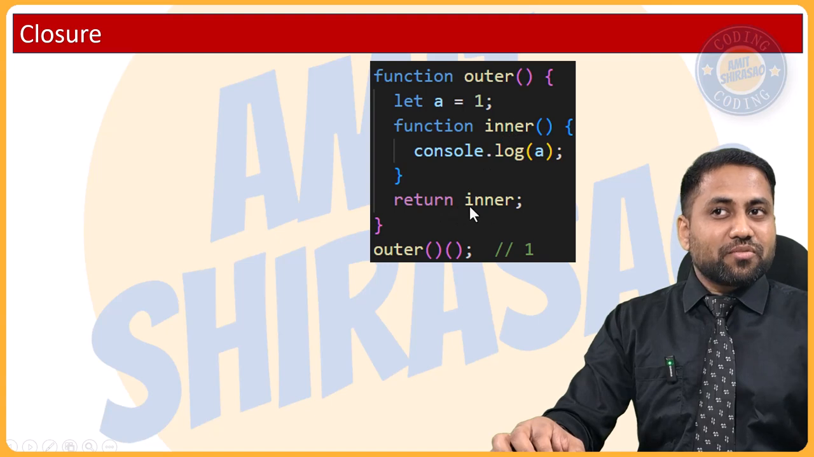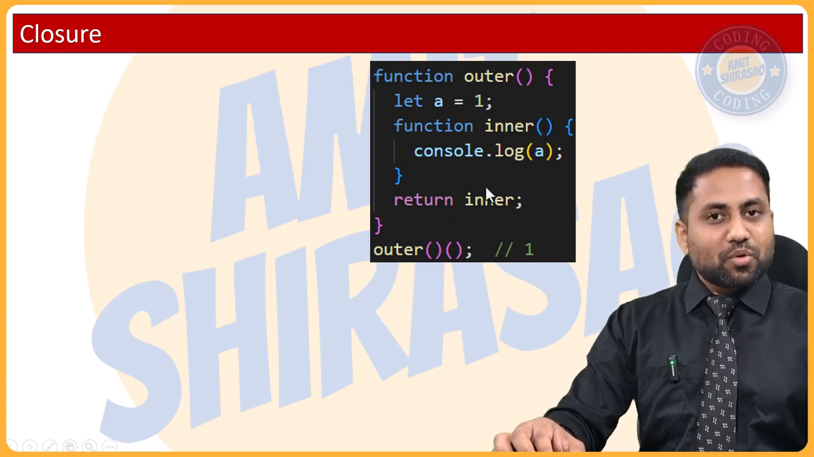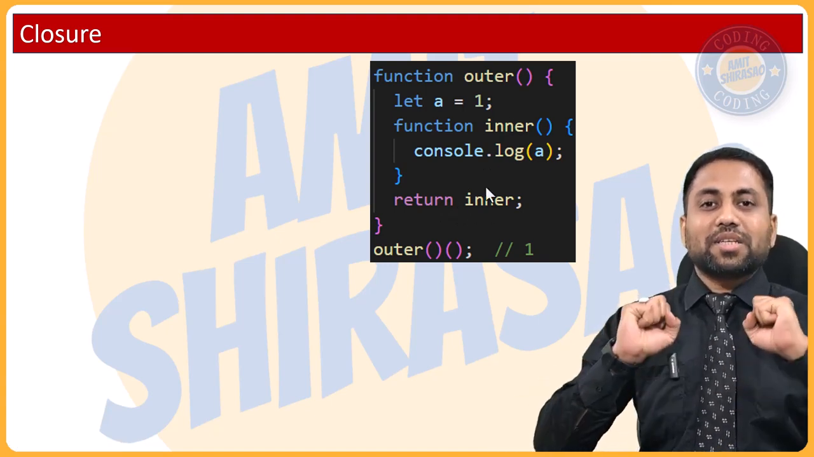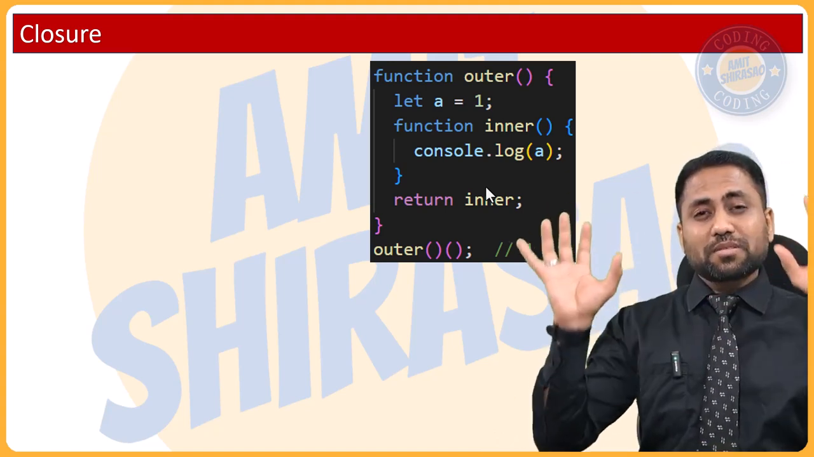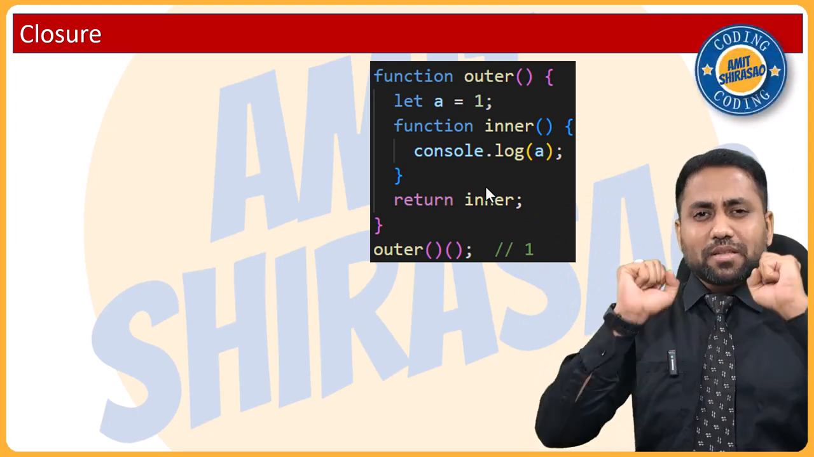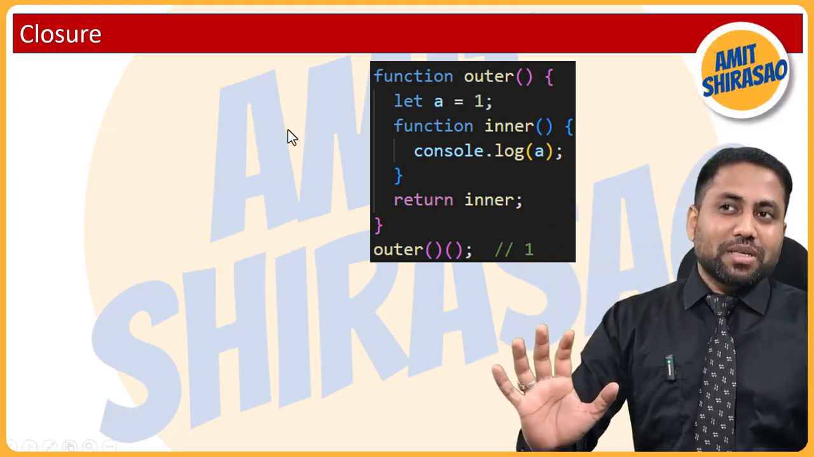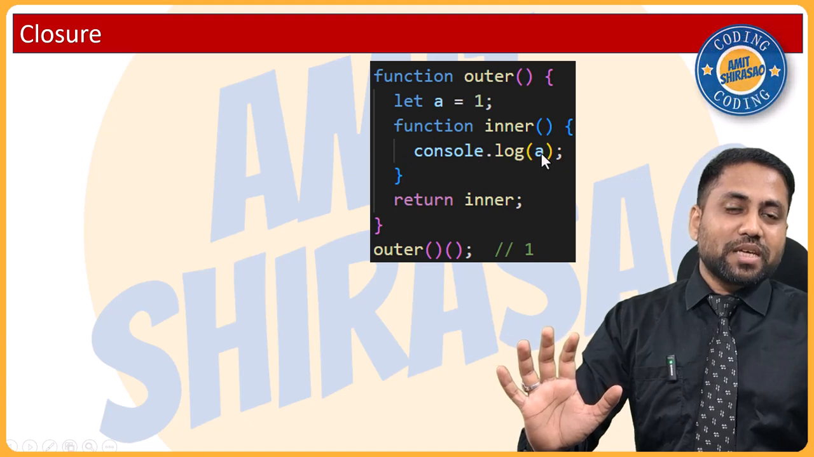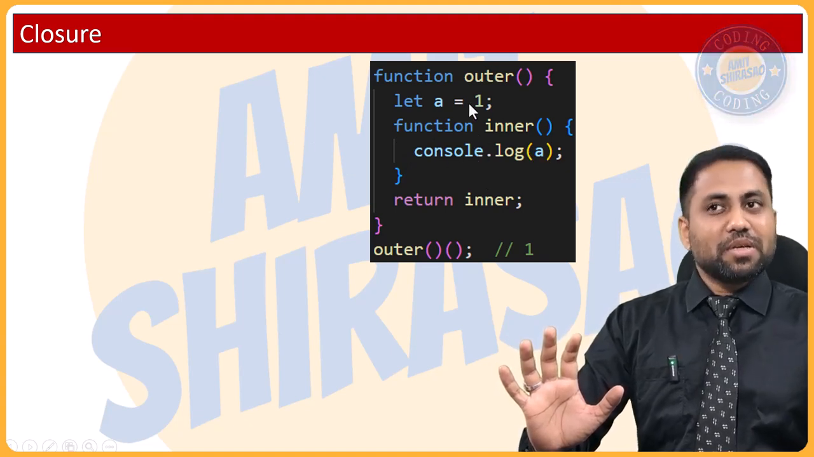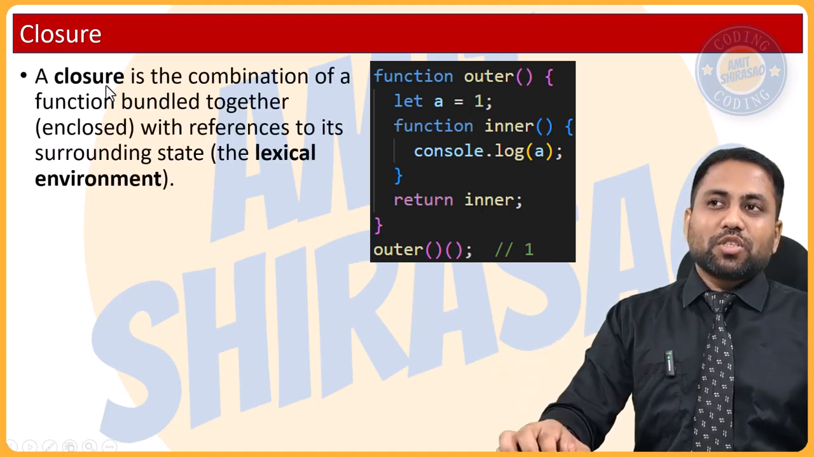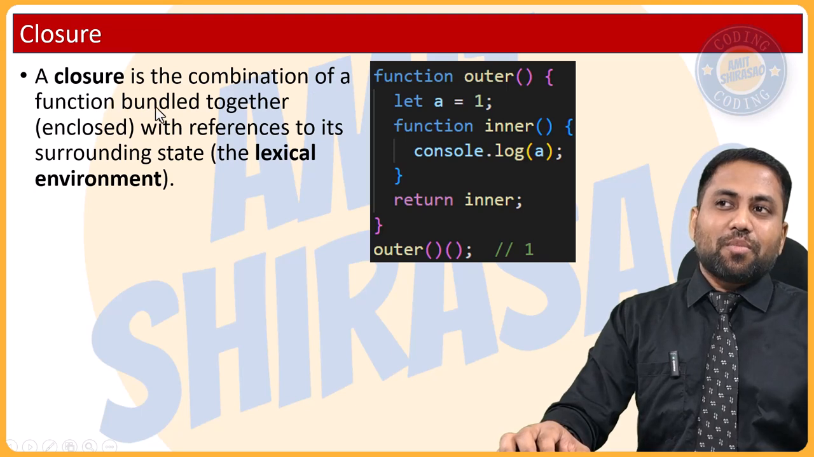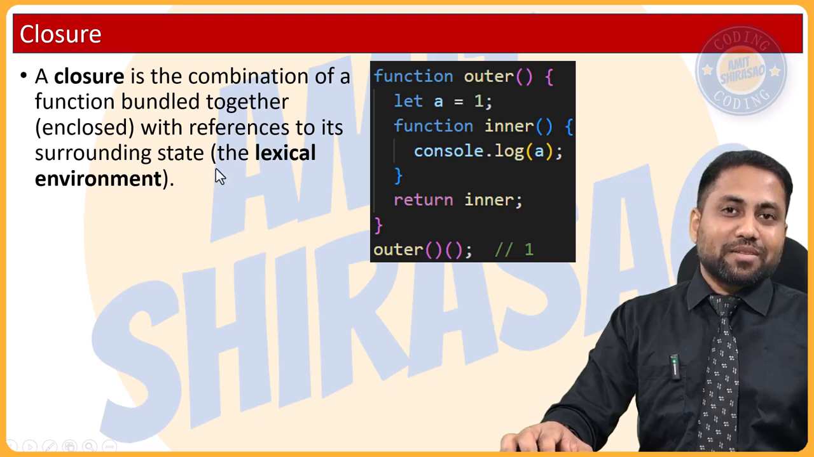Because whenever you return a function, the function alone doesn't return, it gets returned along with its lexical scope. Means whatever is the scope, whatever variables are accessible to it at that moment, they all get returned. So if that function is using any variable and it was accessible at that time, you will be able to access it over here as well. So let me check. A closure is a combination of the function bundled together, that is enclosed with references to its surrounding state, that is lexical environment.